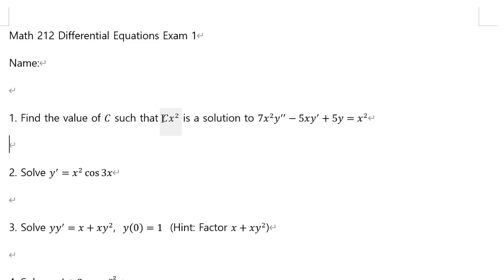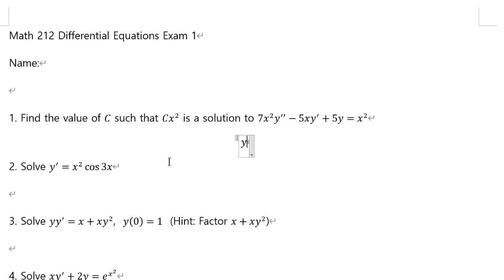I need some function cx squared, which is a solution to this. That means when I set y equals cx squared and plug that into the left side, it should match with x squared, right? However, as you can see here, this y prime and y double prime require me to differentiate. So let me differentiate to cx, and then y double prime would be differentiate again, it would be 2c, right?